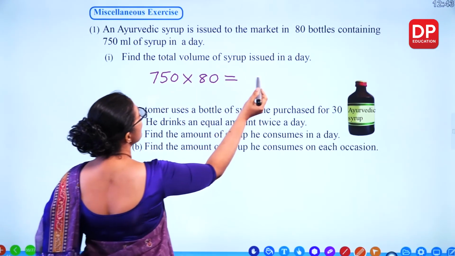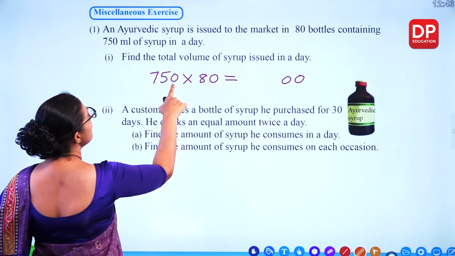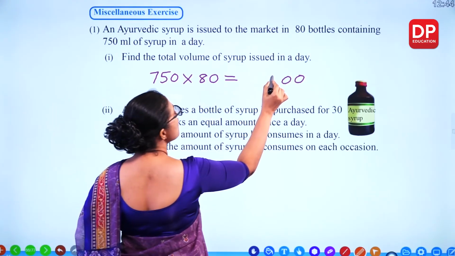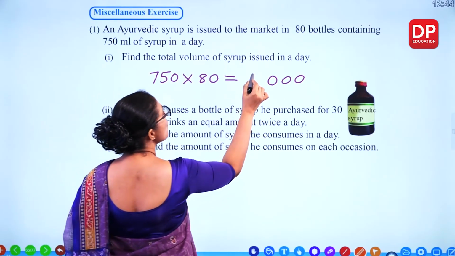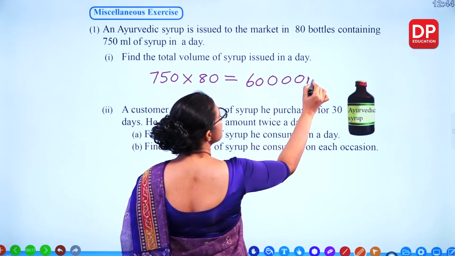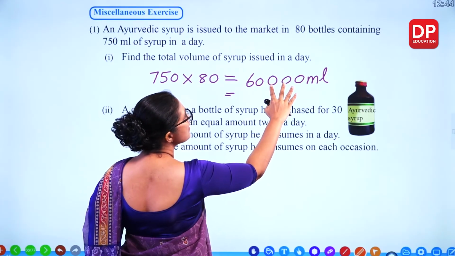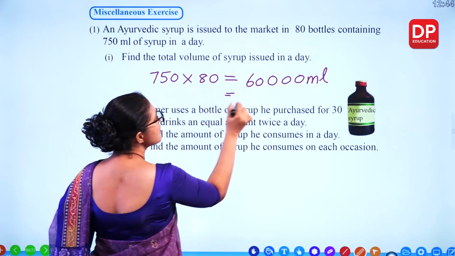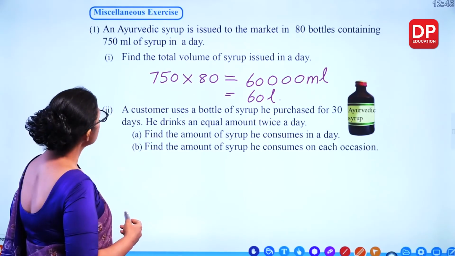So first you can put 2 zeros and then multiply by 8. 8 times 5, 40. 4 remaining. 8 times 7, 56 plus 4, 60. So this is in milliliters. So how do you convert to liters? Divide by 1000. Cross out 3 zeros. 60 liters. Now the second part.